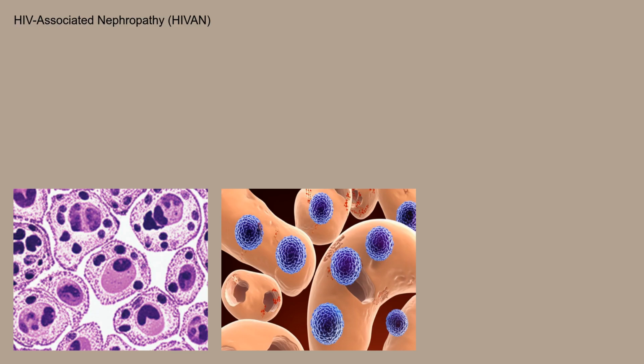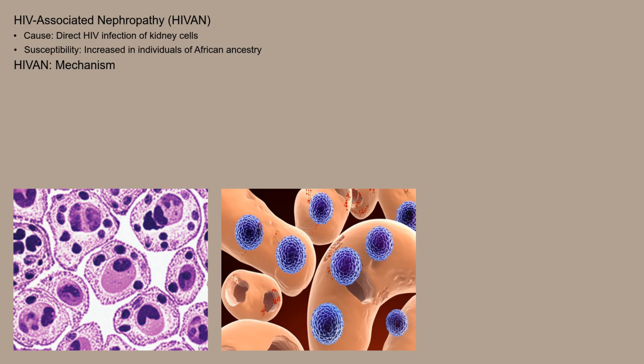HIVAN is primarily caused by direct infection of kidney cells by the human immunodeficiency virus, or HIV. Certain genetic factors, particularly in individuals of African ancestry, increase the susceptibility to developing this condition. The virus infects podocytes and tubular epithelial cells, leading to cellular dysfunction and ultimately kidney damage.